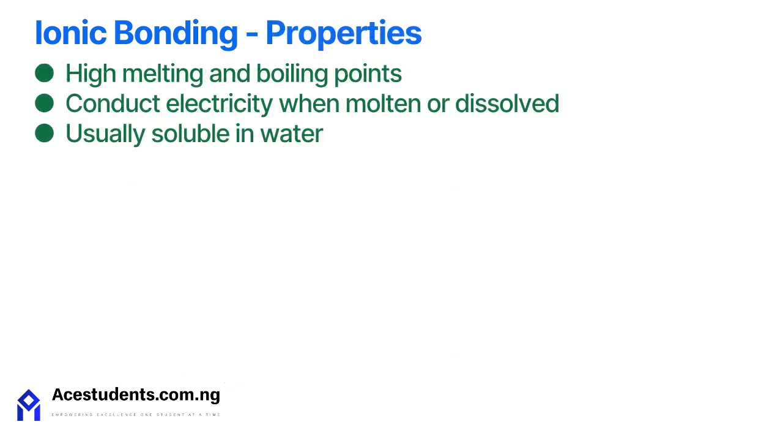These giant lattices give ionic compounds high melting and boiling points. They need a lot of energy to break the bonds. Ionic compounds conduct electricity when melted or dissolved because the ions are free to move. They are usually soluble in water. When answering exam questions on the high melting and boiling point of ionic compounds, always link back to the strong electrostatic forces holding the lattice together.